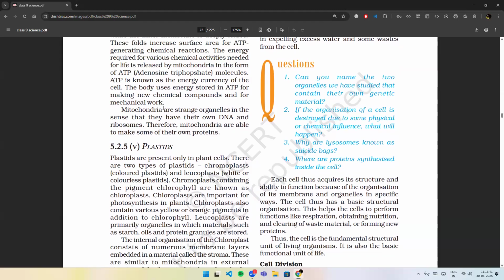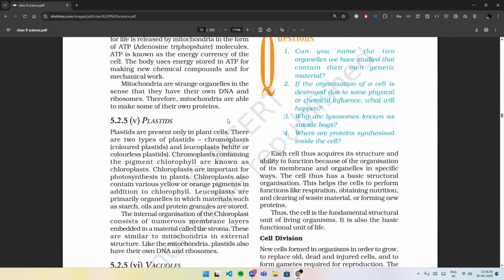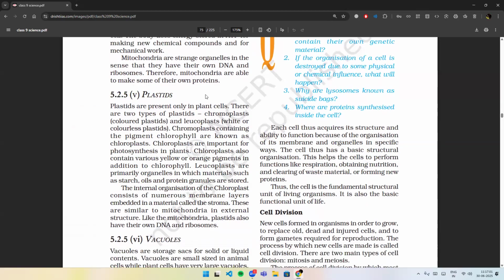The energy required for various chemical activities needed for life is released by mitochondria in the form of ATP molecules. ATP is known as the energy currency of the cell. The body uses energy stored in ATP for making new chemical compounds and for mechanical work. Mitochondria are strange organelles in the sense that they have their own DNA and ribosomes. Therefore, mitochondria are able to make some of their own proteins.